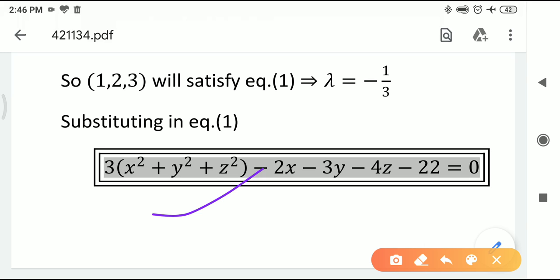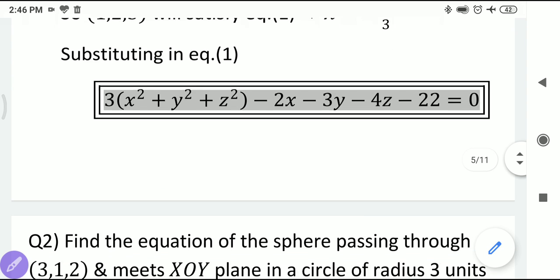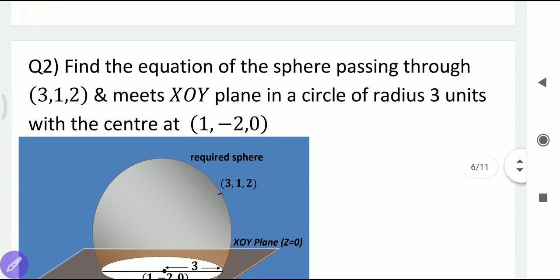Okay, so always remember, most of the time this S will be given to you, U will be given to you, and some condition will be given to you. With the help of that condition, you are supposed to find out the value of lambda. Okay, now start with the second problem.